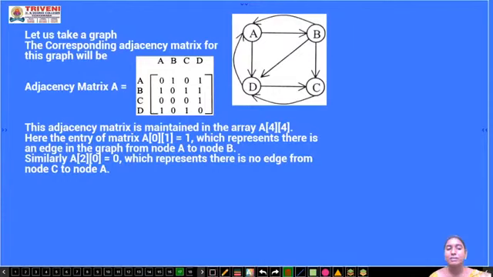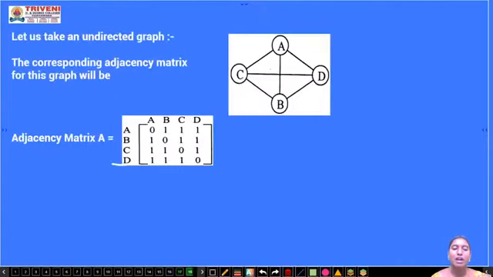Because the A to B link is available here, that's why we have to take it as 1. And A of 2, 0 has no value, because it represents no edge from that node to another node, so that is represented with 0. Similarly we can write all the nodes.